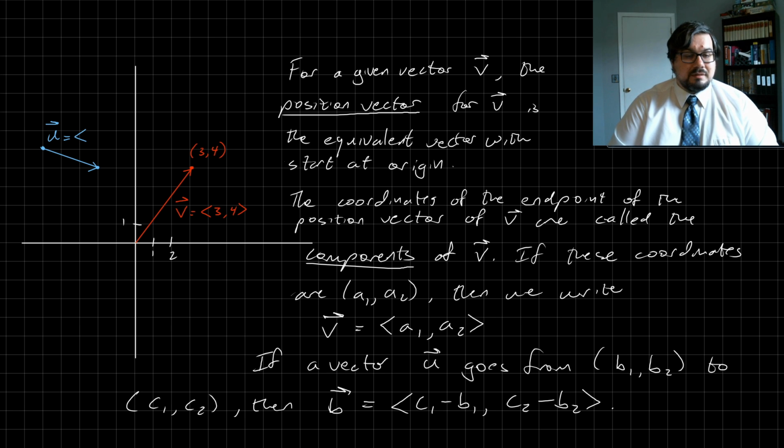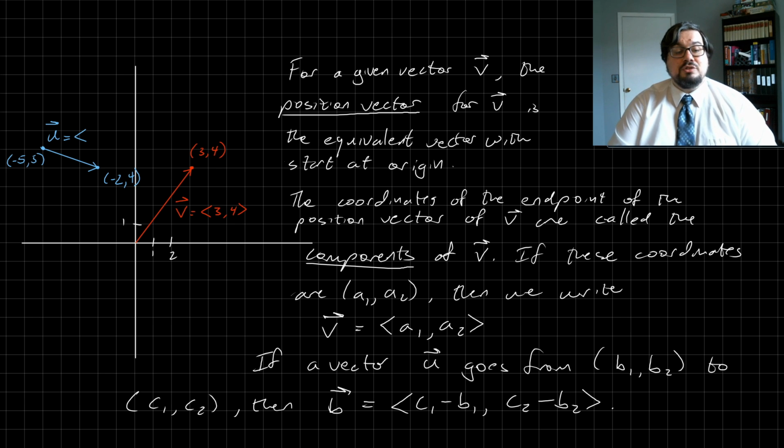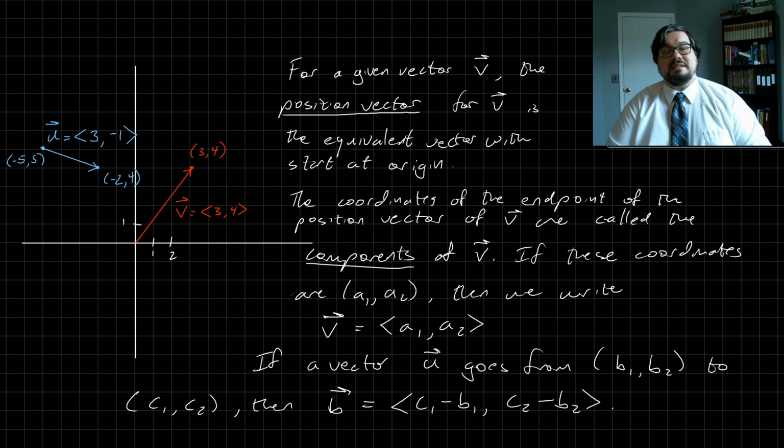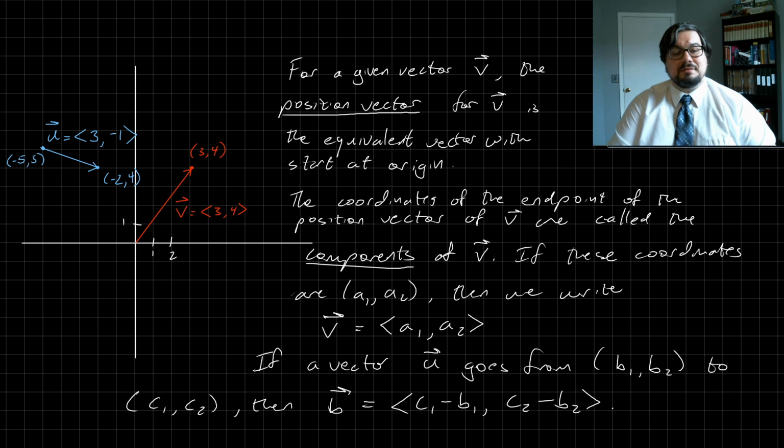So for instance, this vector u goes from the point -5, 5 to the point -2, 4. And so that tells us that the vector u increases the first coordinate by 3. It goes from -5 to -2, and therefore the first component of this vector u is 3. And then in the second component, we see that we've gone from 5 to 4, which means that the vector has decreased the y value of the points by 1 from its beginning to its end, and therefore this vector u has components 3 and -1.